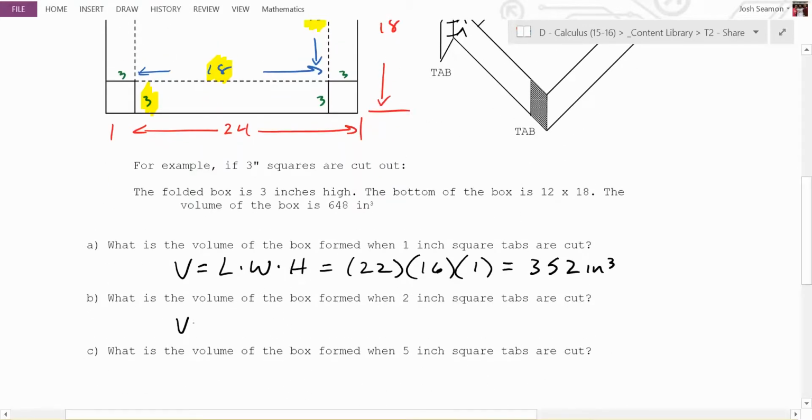What's the volume of the box when 2 inches are cut? So volume is equal to what? 20 times 14 times 2. What does that come out to be? Anybody have that? 560. What does it come out to be? 28 times 20. 28 times 20 is going to be 280, times 2 is what? I think it's 560. Yeah, 560 inches cubed. Are we good with that? Yep.